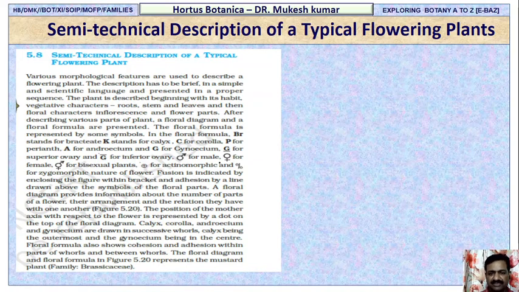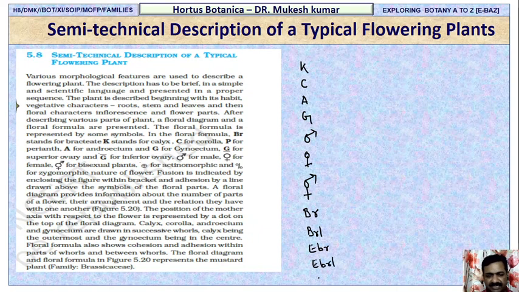Symbol, you all know about the symbol. This is the calyx. Then this is corolla. This is your androecium. This is your gynoecium. This is male. This is female. When both are there, this is called bisexual condition. BR, you all know this is bract. BRL, this is called bracteole. EBR, this is ebracteate, means bract is not present. Then EBRL, ebracteolate. So these are some of the formula symbols.